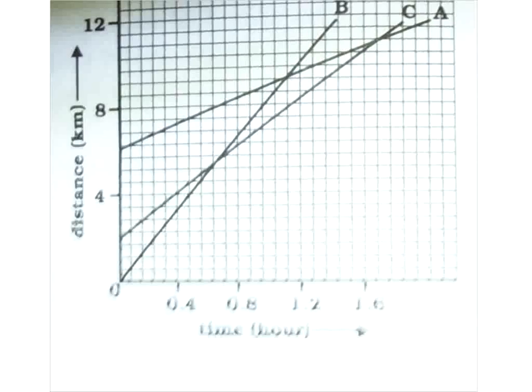You can see that these are all straight lines, so it's a case of constant speed for everybody, right? So how do you know who is fastest? You can take any 2 points for time and see how much distance each one of them is traveling in the same time.